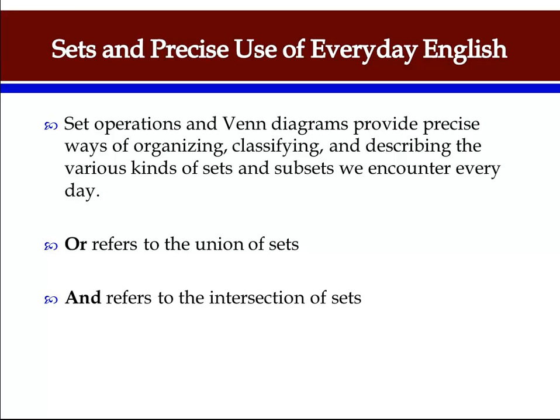The word "and" refers to the intersection of sets. So if you want to find the intersection of two sets, the elements in that intersection will be the elements that are in the first set and in the second set. So in those areas that overlap in the Venn diagram.